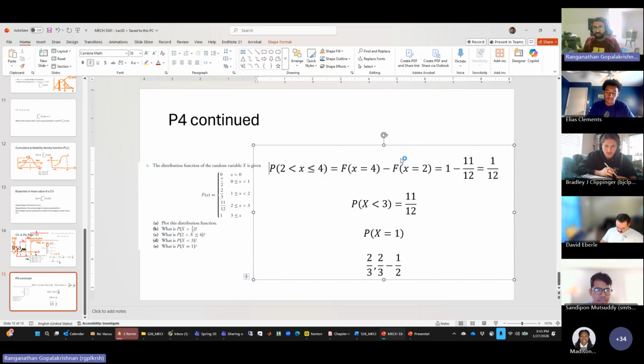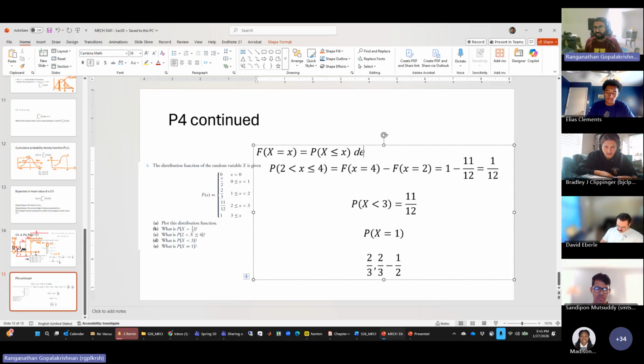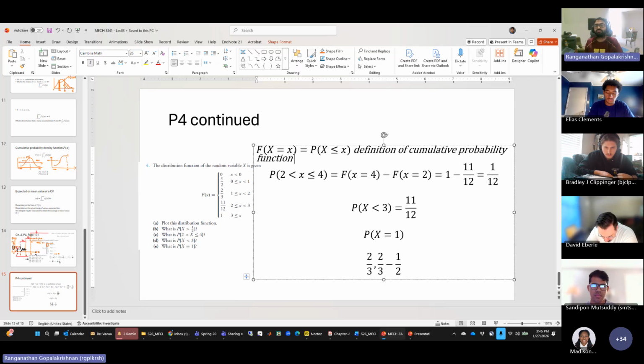Okay, this goes back to, for those who are not sure, F of x is defined as the probability of X less than or equal to x. This is the definition of the cumulative distribution function. That is, the cumulative probability of a certain value is defined as the sum of all the probabilities until that value. That's what this symbol means. Until, from 0 until x, or minus infinity until x.